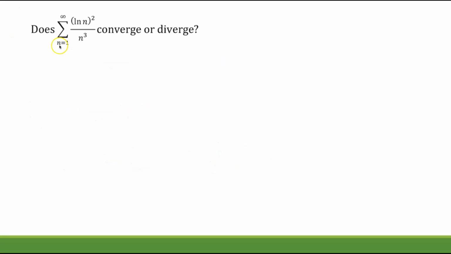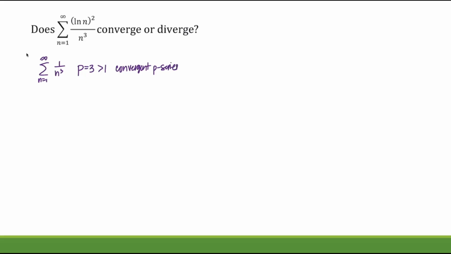On this example, does the sum from n equals 1 to infinity of the quantity natural log of n squared over n cubed converge or diverge? All right, so if we try to move forward with the limit comparison test and we attempt to use the sum of 1 over n cubed, similar to the last example, let's see what happens. So we have p is equal to 3, which is greater than 1. So this is a convergent p series.